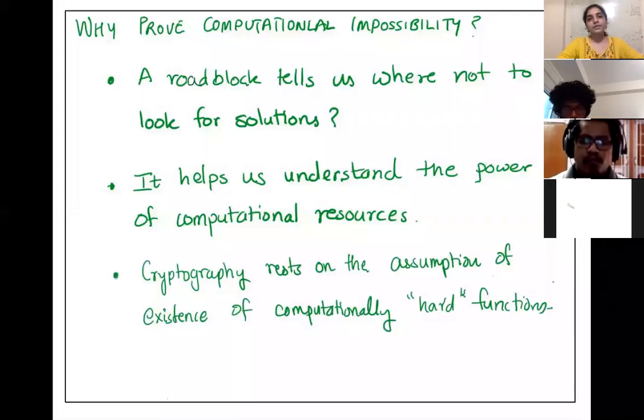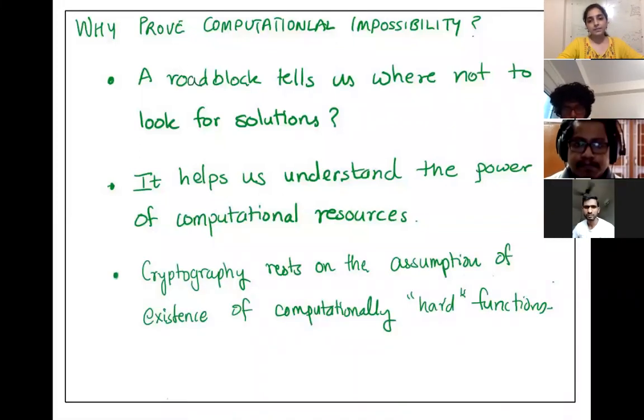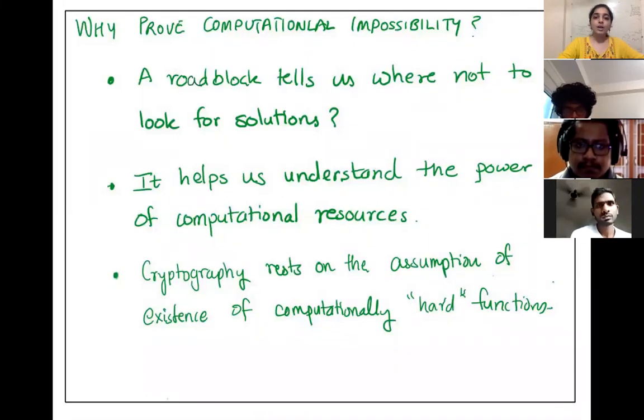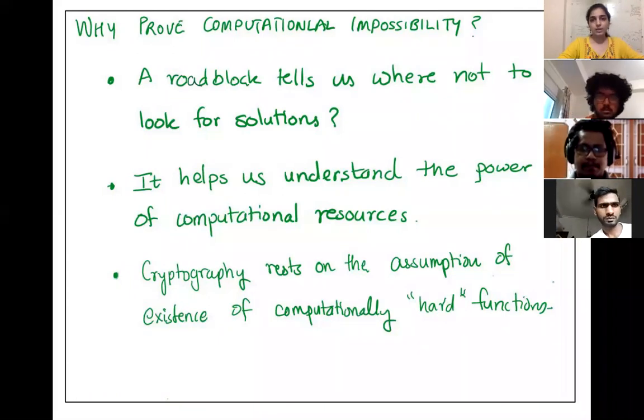Another very important reason to prove impossibility results is cryptography. You may have heard that there are these very hard to compute functions like factorization and so on, based on which our entire cryptography works. So it also has some real life applications in some sense, right?